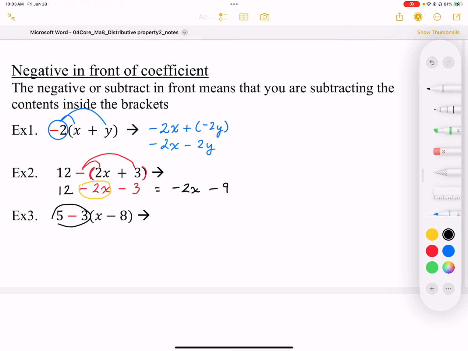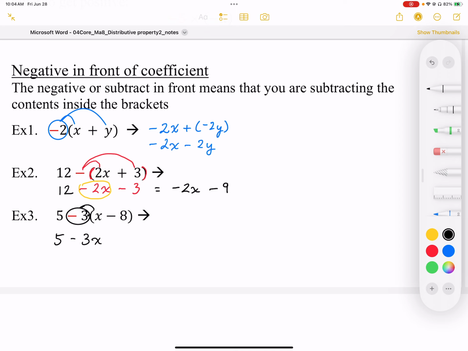So here we're going to do the same thing. We're not going to do 5 minus 3. We can't count before we do our groupings. We have a bracket, which means times. So we have to do the times first. And when we do the times, we're going to group that negative with that 3. We don't do anything with the 5. So we need to make sure we keep track of that 5, and then we distribute.